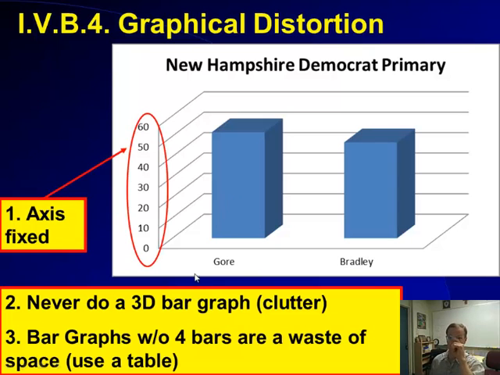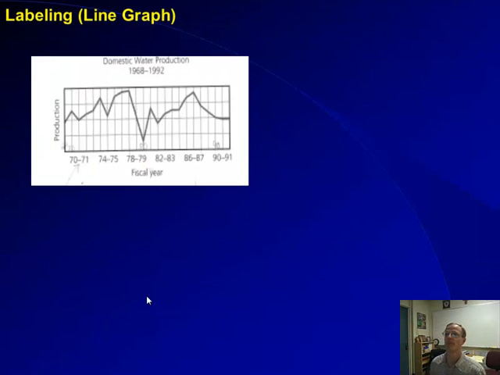Okay. Let's see, I've got an item here. Bar graphs without 4 bars are a waste of space. Use a table. This could be summarized in 2 numbers. It's a total waste of space. Okay, and I put never do a 3D bar graph. That's a complete waste. There is room for a 3D graph, that is, if you have 3 dimensions that need to be plotted. If you don't, stick with 2.